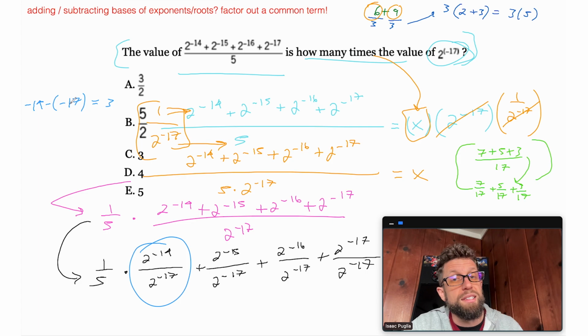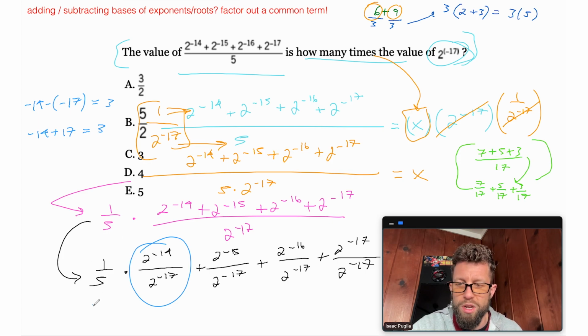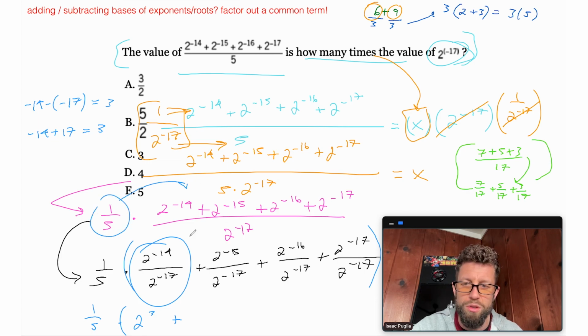Negative 14 minus negative 17 is the same as negative 14 plus positive 17. And that's going to be 3. So I'll wind up with 1/5 times 2 to the third power. And let me make sure I keep my parentheses straight here, since now I have this multiplication of 1/5 technically applying to this whole situation. Let me use some brackets instead of parentheses. I think just visually that's a little bit better.